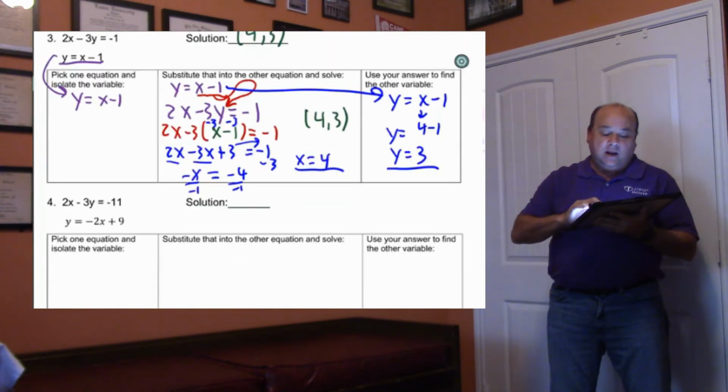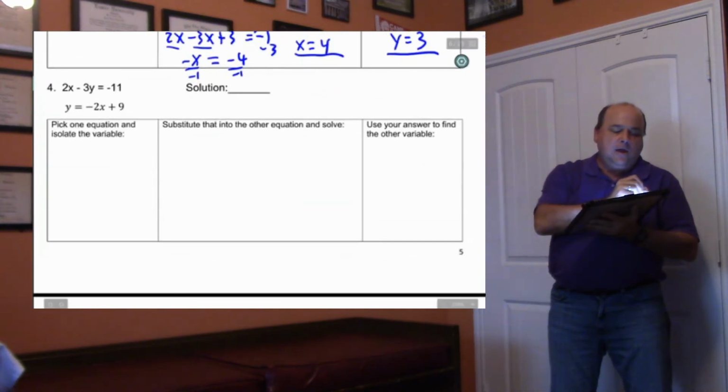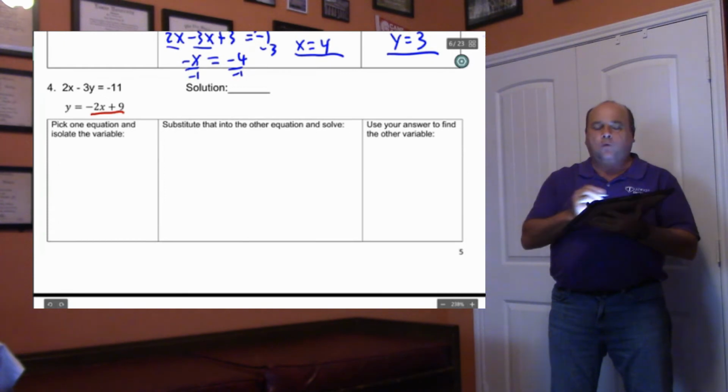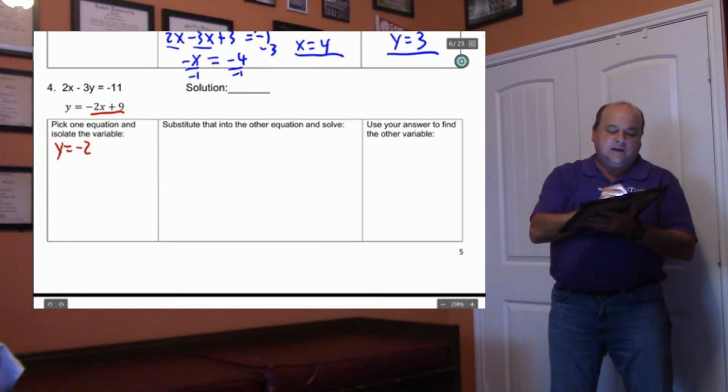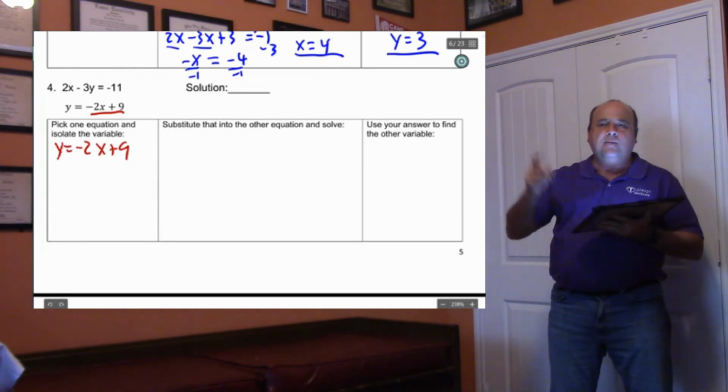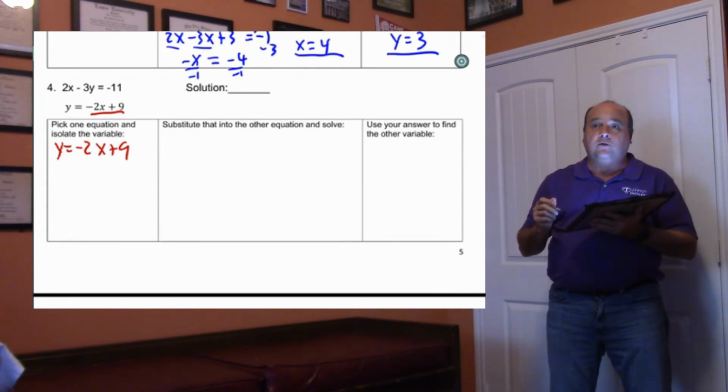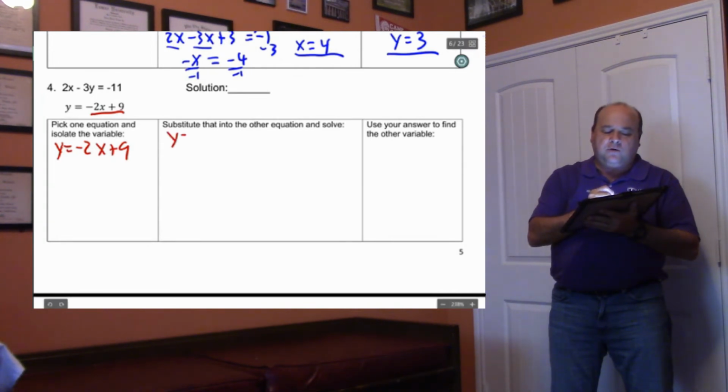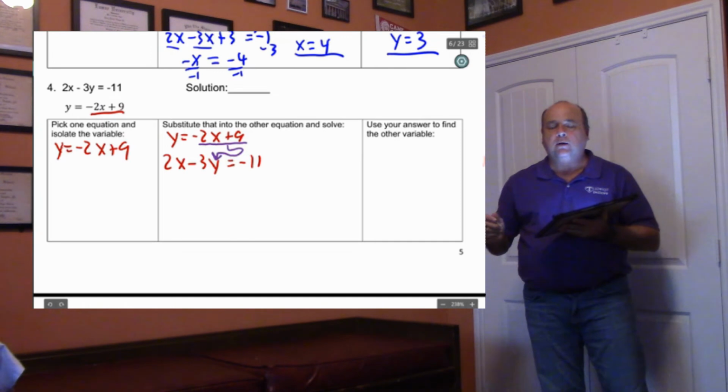Okay, now then look on the last one of the notes. Okay, this is the equation that's solved for y. So right now, y equals negative 2x plus 9. That's the equation I'm going to replace the other y with. So let's write down both equations. And then 2x minus 3y equals negative 11. I'm going to take this negative 2x plus 9 and plug it right there into that y, aren't I?